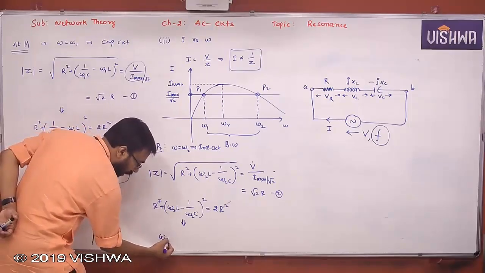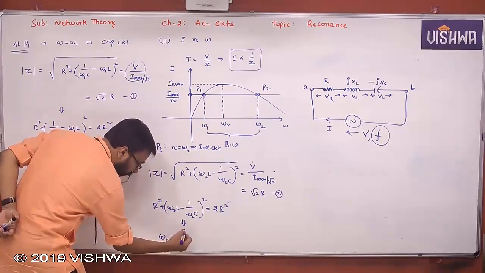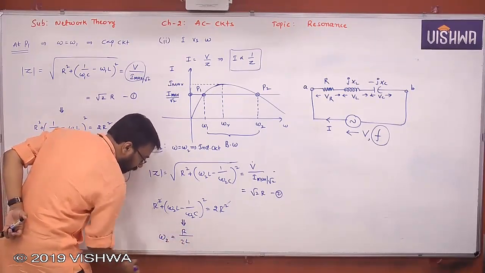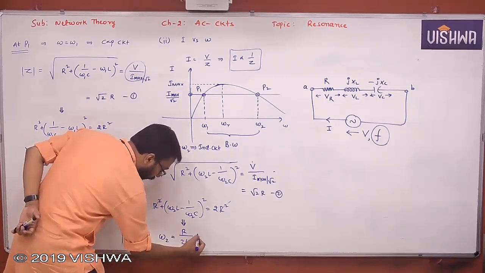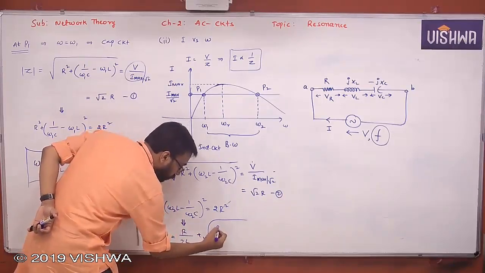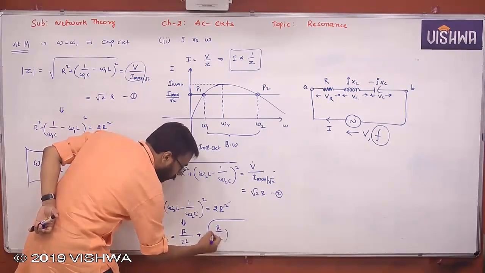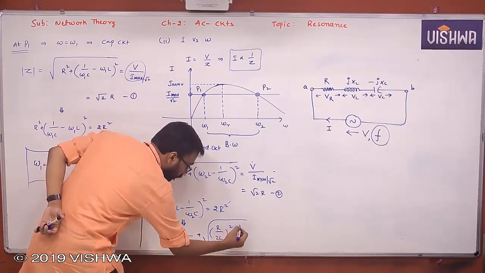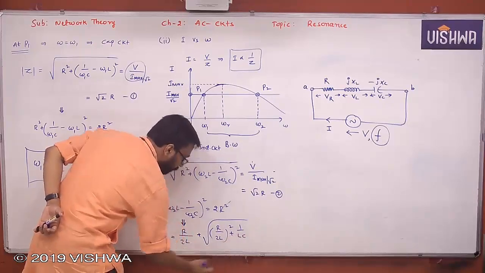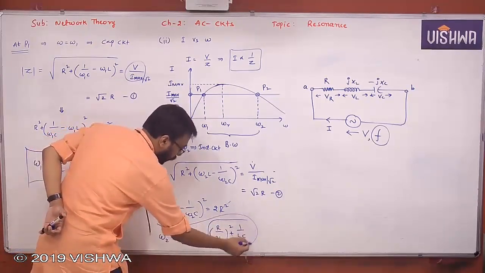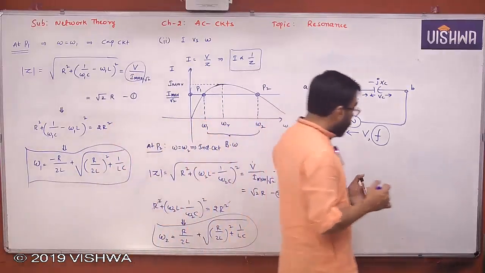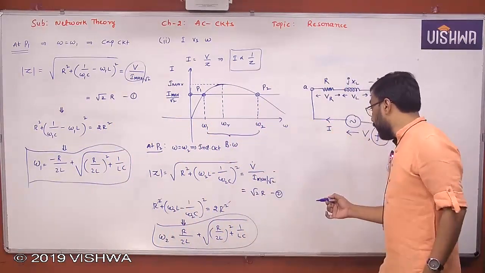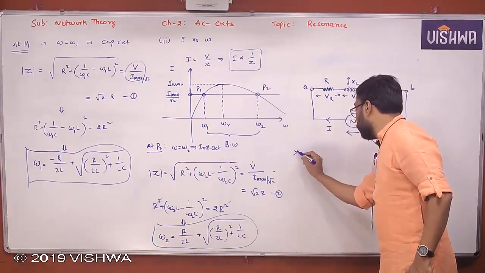But the formula you can remember here, omega 2 is R by 2L plus root of (R by 2L) whole square plus 1 by LC. It's very, very important. Clear, all of you? Okay. So please note down. And before you note down, let me write even what is the bandwidth.